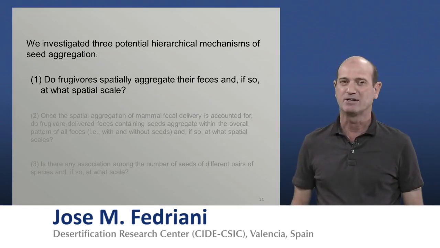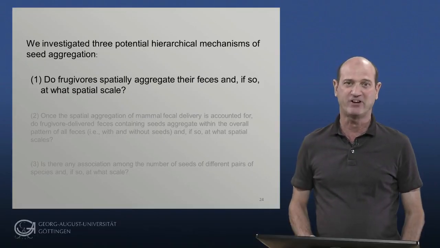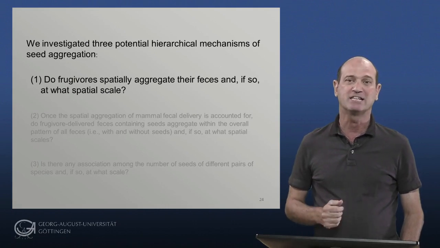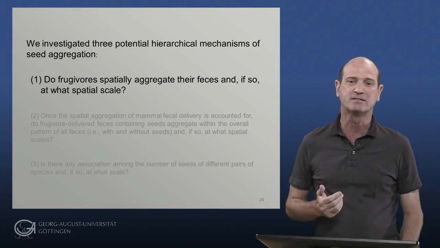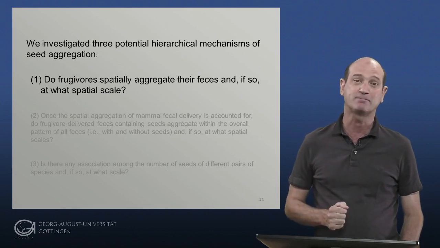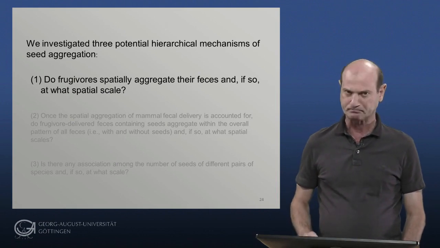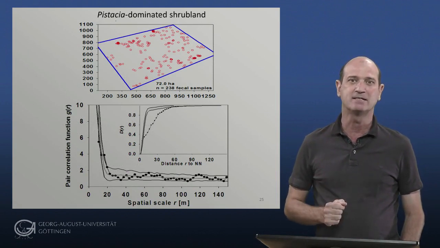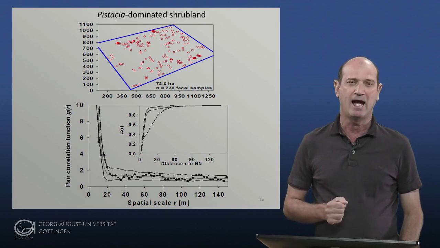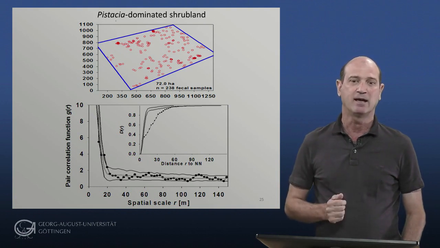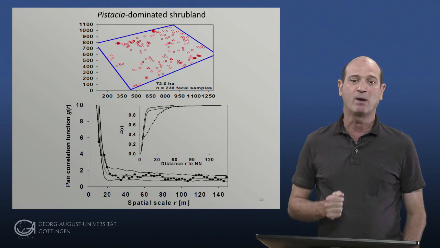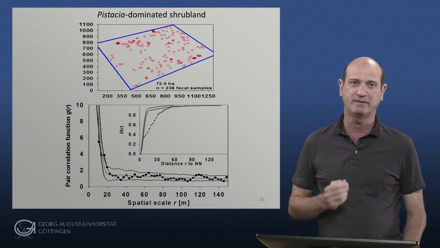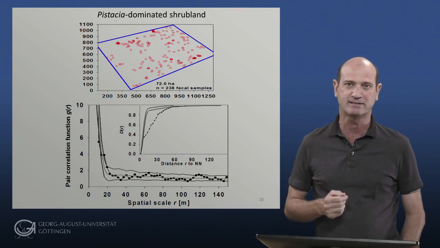Welcome back to the results section. As you can remember, our first research question was whether frugivores spatially aggregate their seeds, and if they do, at what spatial scale. We did this analysis, the cluster analysis, in the 3 study sites, and in the first study site that you can see, what we found is that the best model that fit our data was the simple cluster model.